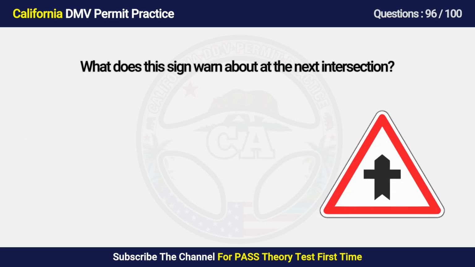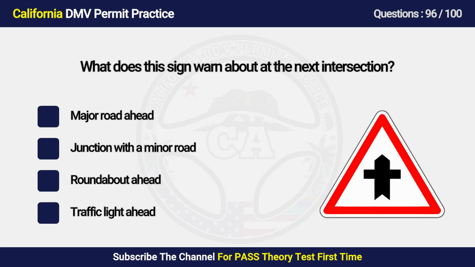Question 96. What does this sign warn about at the next intersection? A. Major road ahead. B. Junction with a minor road. C. Roundabout ahead. D. Traffic light ahead.